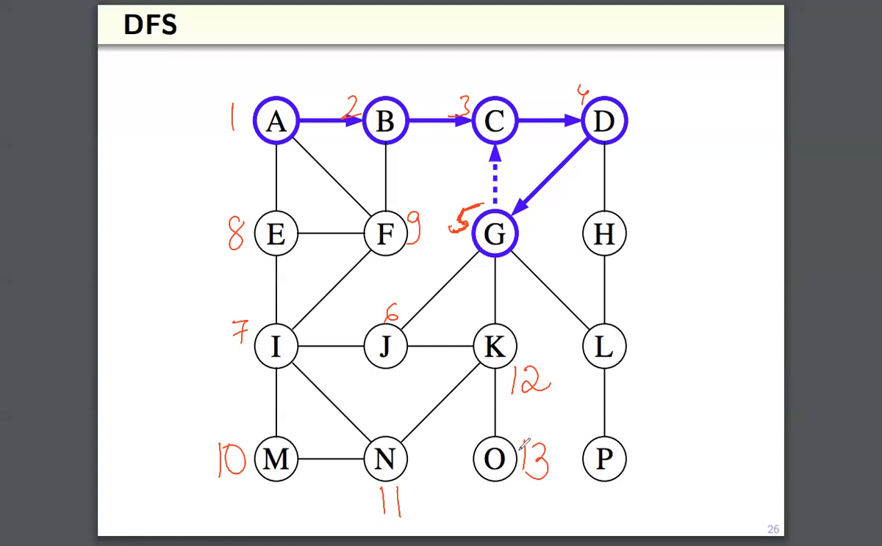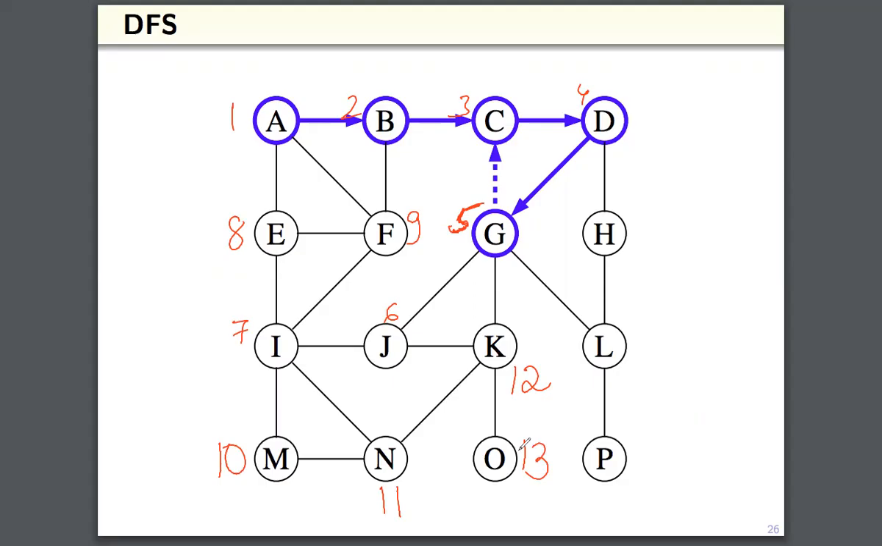You go back to K. You go back to its parent, K. From K, there are no unvisited neighbors. Yeah, you go back to its parent, that is N.